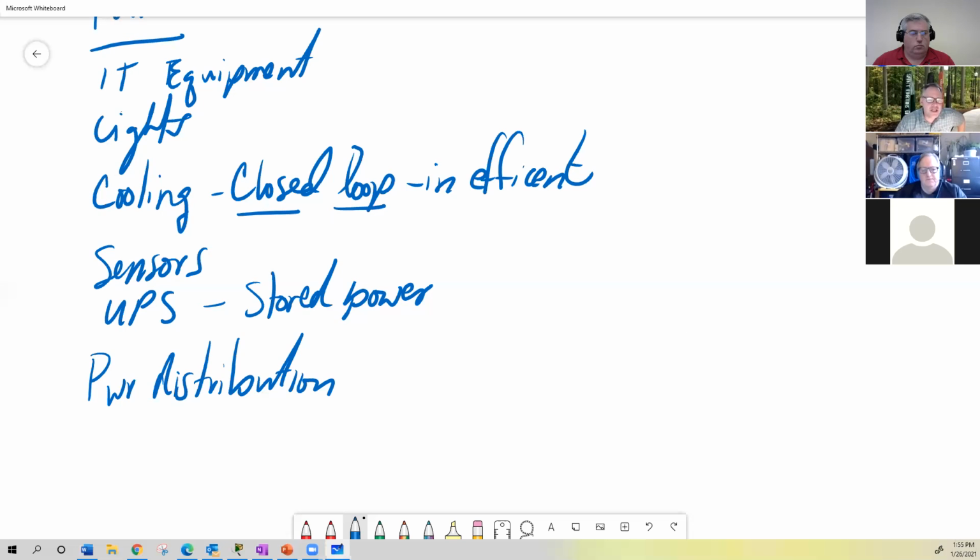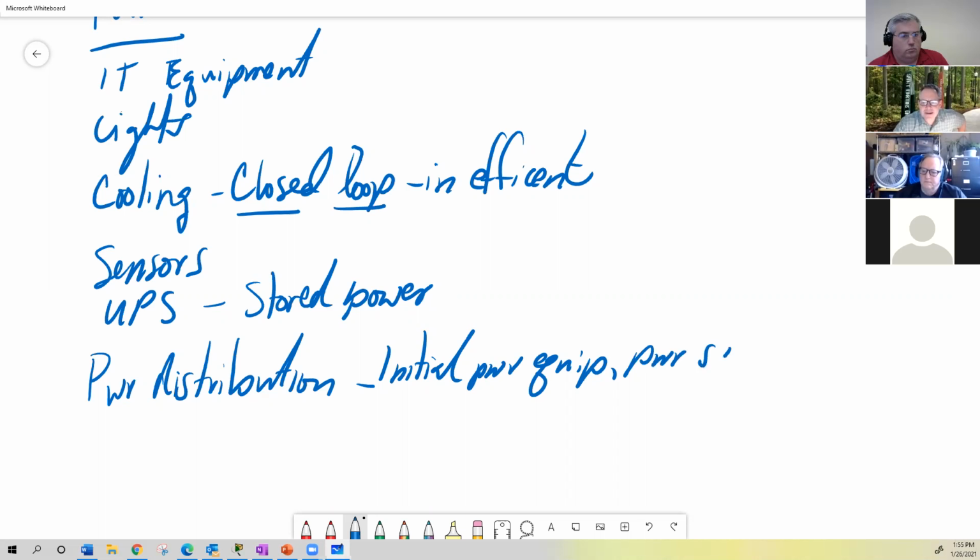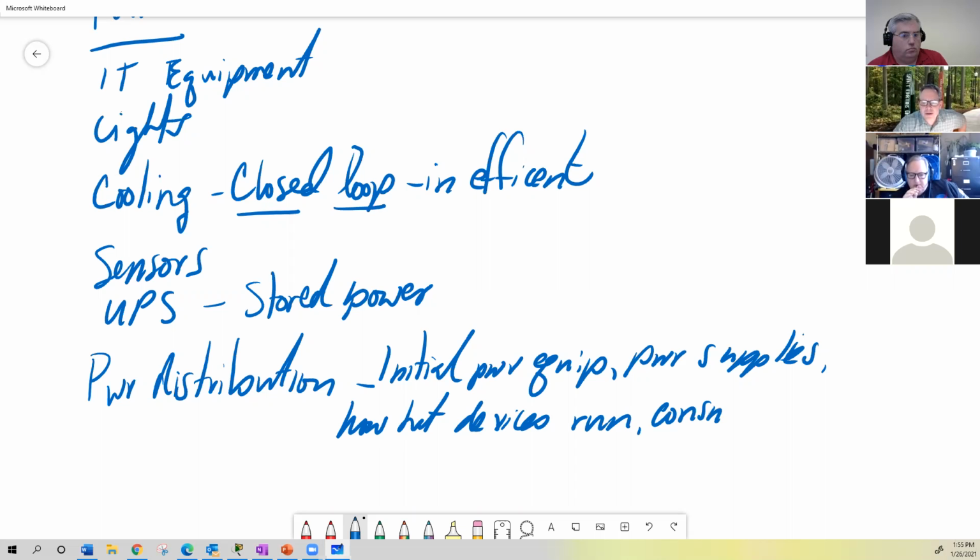So power distribution from the high voltage equipment, the initial equipment, to not 100% efficient power supplies, and then depending on how hot devices run, they can be consuming more power based on how hot they run.